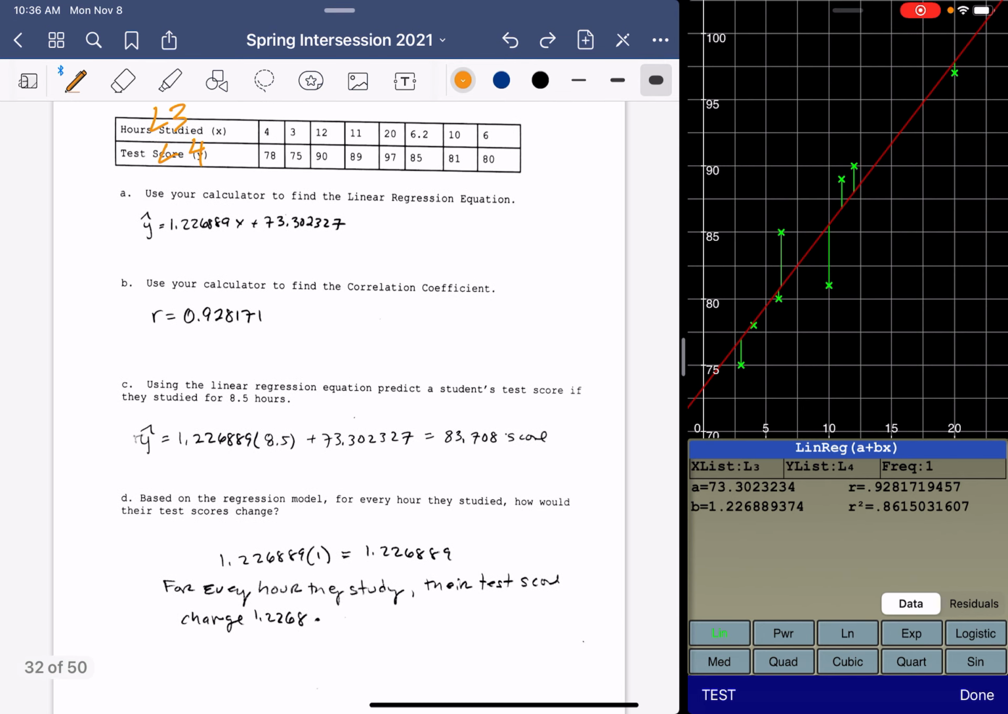Okay, the last part is pretty interesting. It says here, based on the regression model.